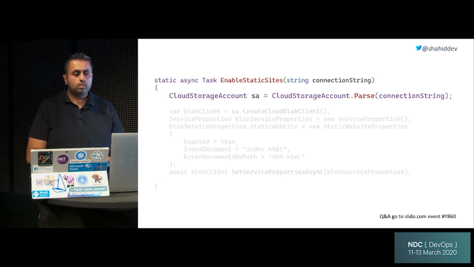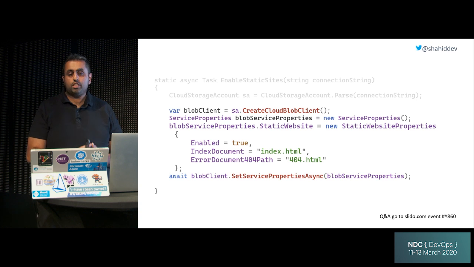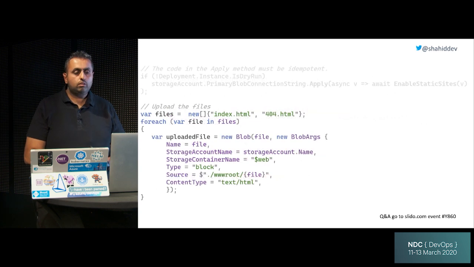This method is now receiving that connection string, and it's using the Azure .NET Core SDKs, creating a cloud storage account using the connection string. What we're doing now is creating a blob client, and we're basically setting up the static hosting feature. We're setting it enabled to true, giving it some values for the default documents, and updating our storage account. Once we have that, we come back to our main Pulumi code, and now we've got an array of files.